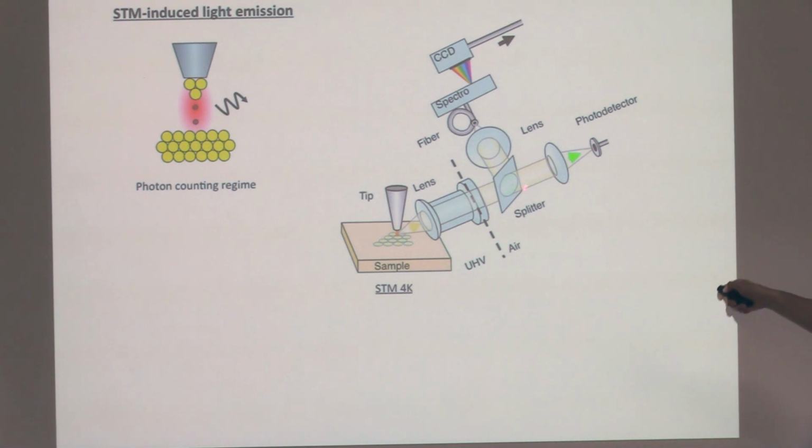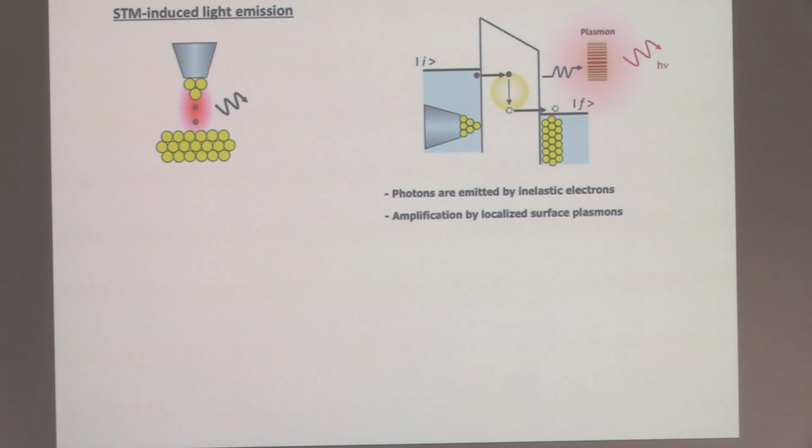It's redirected outside of the vacuum chamber, and we use a photodetector or a spectrometer with a CCD to get the spectrum of the emitted light. And after a couple of years, people have determined that this is the process behind this emission for a gold-gold junction. So you have here an energy scale with your tip and your sample.